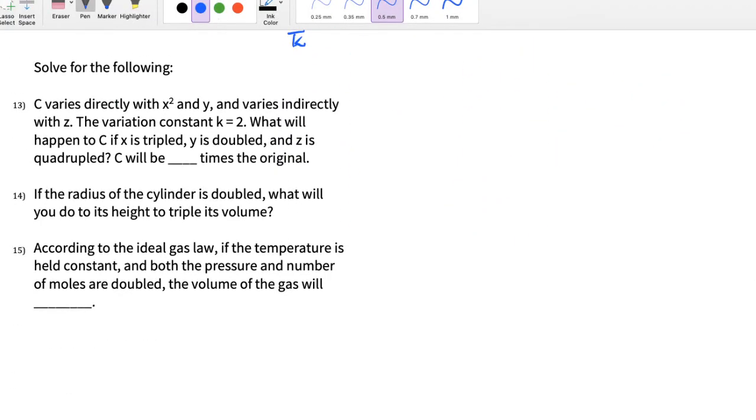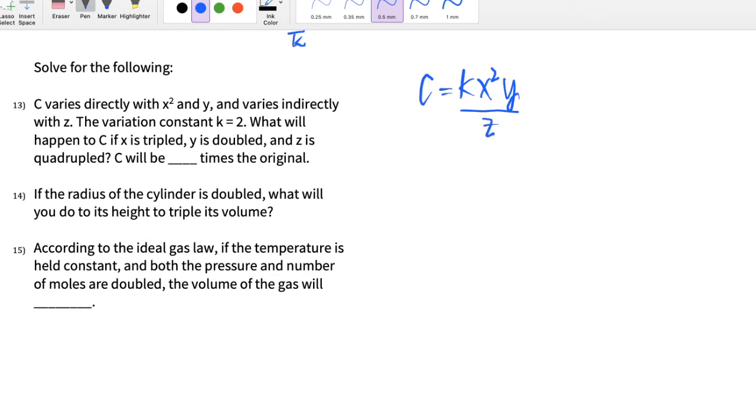This time, let's solve for this one. Okay, so c varies directly with x and y and varies indirectly with z. So, ano yung equation natin dyan? C is equal to k x squared times y over z.